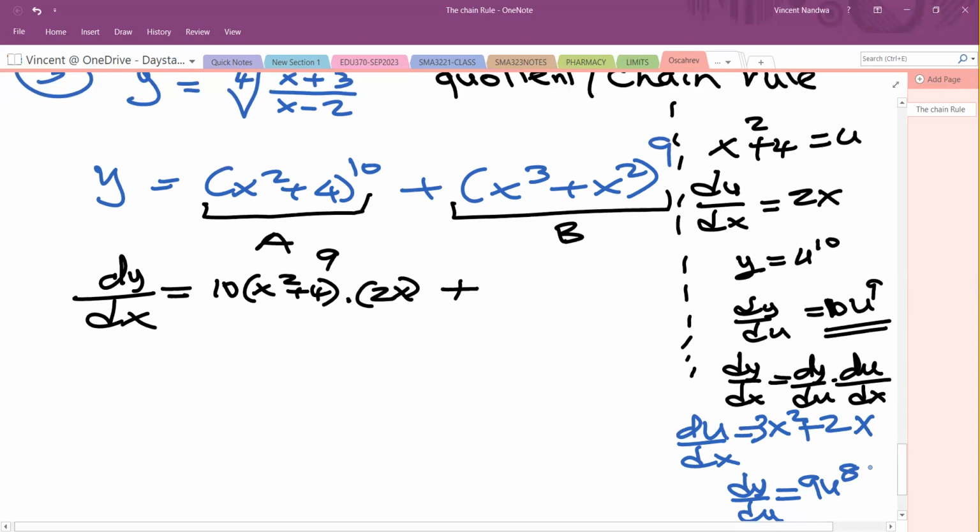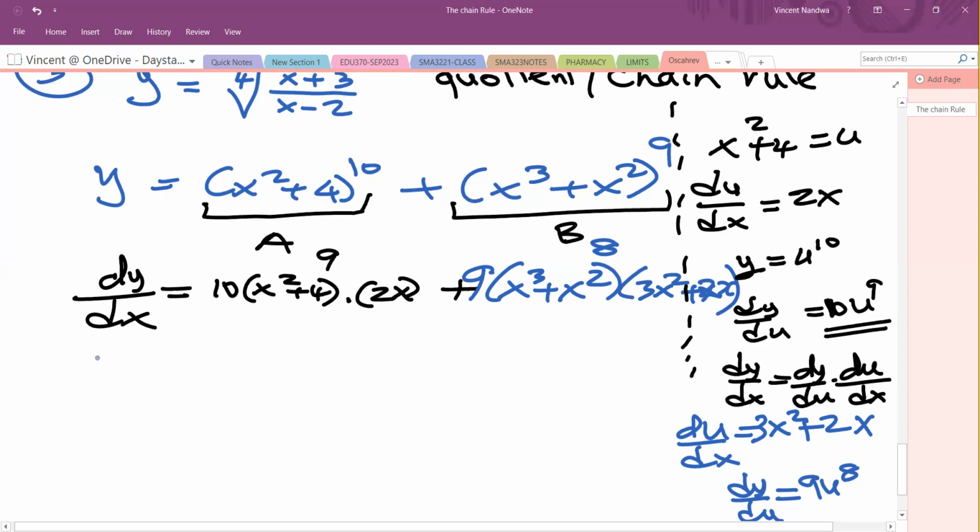So then what simply means is that the answer to this part is 9, but we remember that u is x cubed plus x squared, okay? And then you put 8 here, which is the power of u, okay? Are we together? And then you multiply by du dx, which is 3x squared plus 2x.